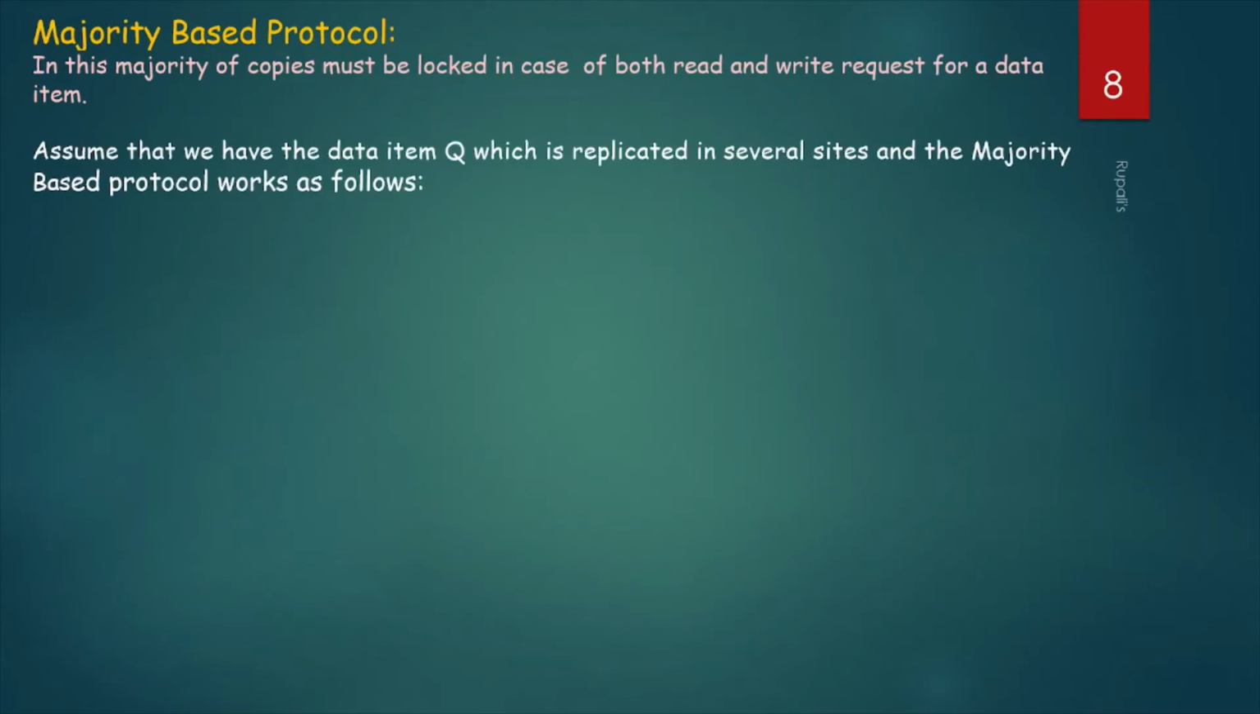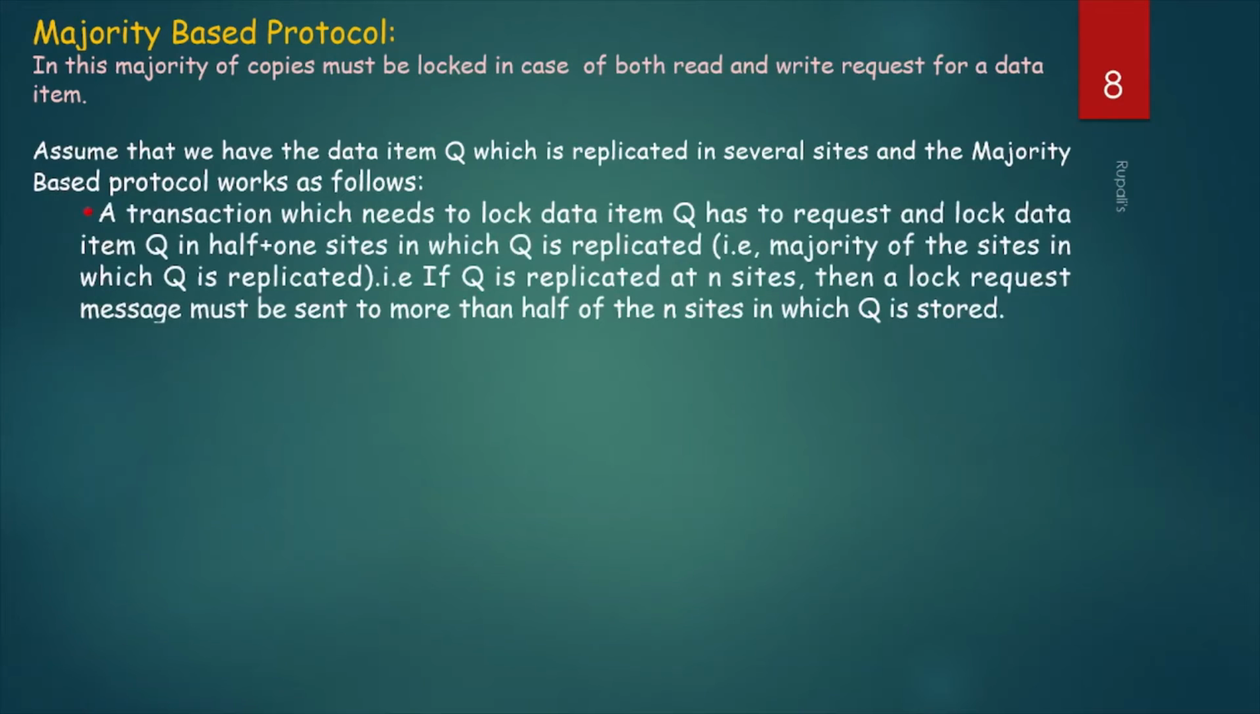Assume that we have the data item Q which is replicated in several sites, and the majority based protocol works in this way. A transaction which needs to lock data item Q has to request the lock in half plus 1 sites in which Q is replicated. That is, a majority of the sites in which Q is replicated. Say Q is replicated in 10 sites. Then 10 divided by 2, that is 5, plus 1 sites, the request will be sent.